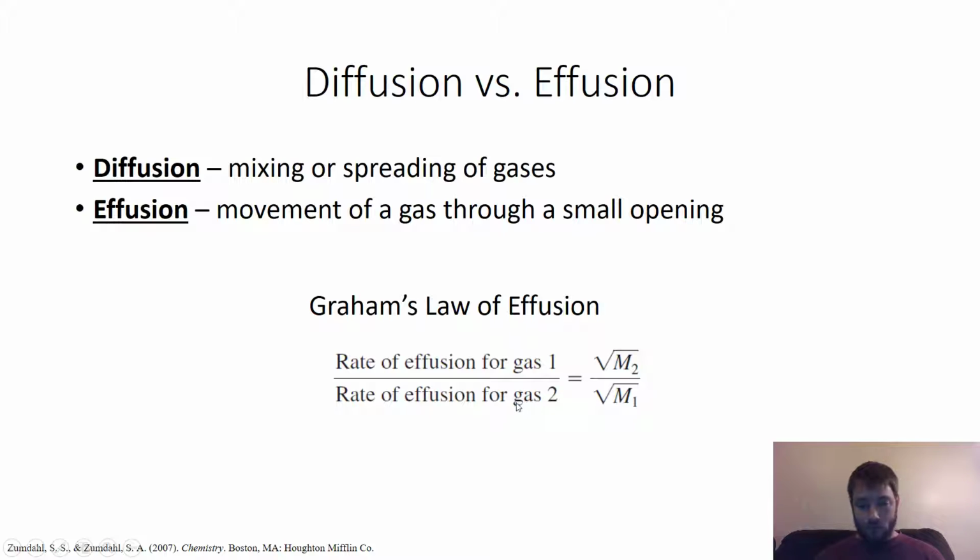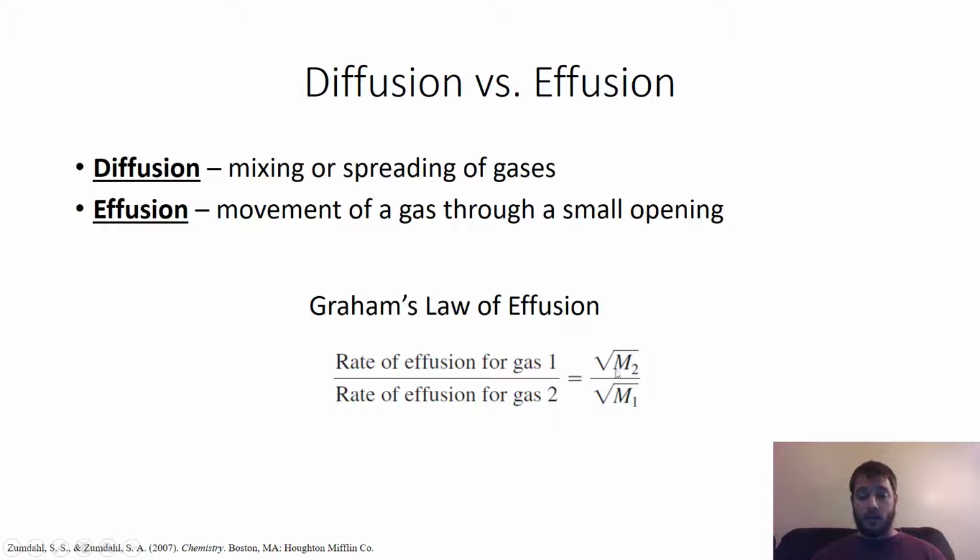And so a practical application would be to compare the rates of effusion for maybe helium and hydrogen. And so I would plug in the molar mass for helium as maybe gas 2. Helium has a molar mass of 4, so the square root of 4 is obviously 2. And then I could plug in hydrogen, and then you'd have the square root of 1.